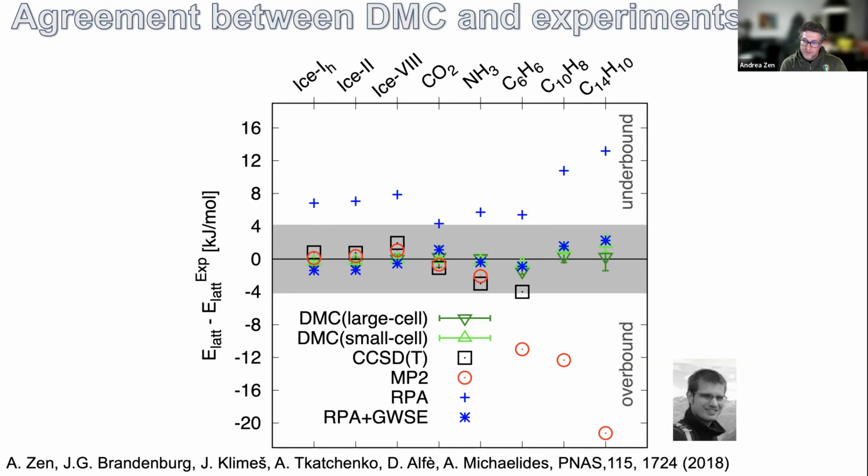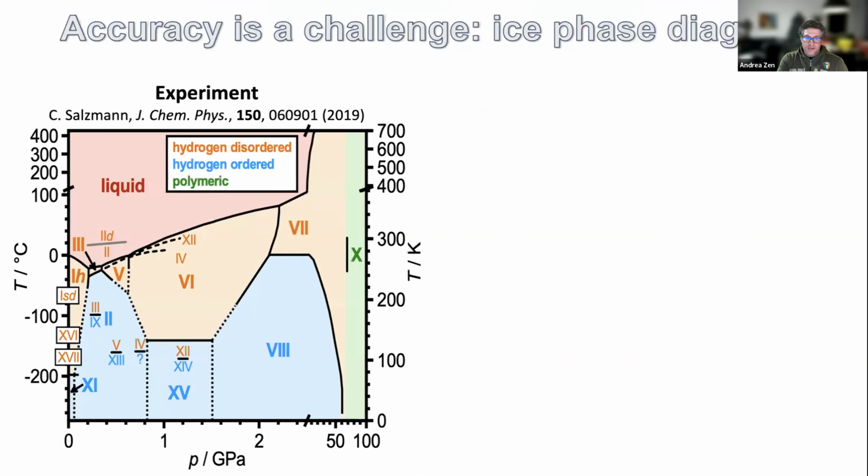MP2 and RPA are not so good, but RPA with GW single energy correction is quite good. And more recently, we considered in more detail one of the most interesting molecular crystals that you can have, which is the case of water. So, the ice phase diagram.